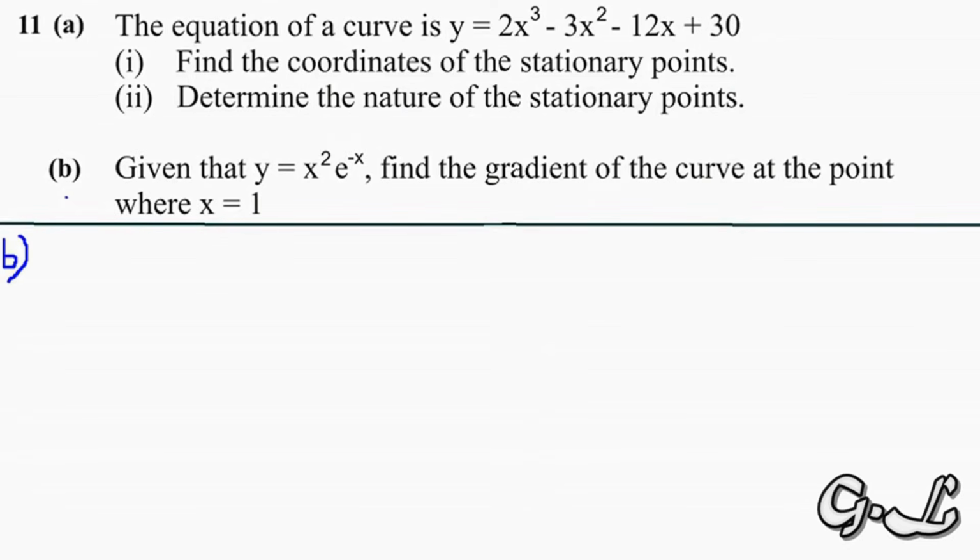First thing that we have to do is consider the equation that we're given, which is y is equal to x squared e to the negative x. So we're going to write that equation that we're given. And then after you write the equation, what is the next thing that you should consider?